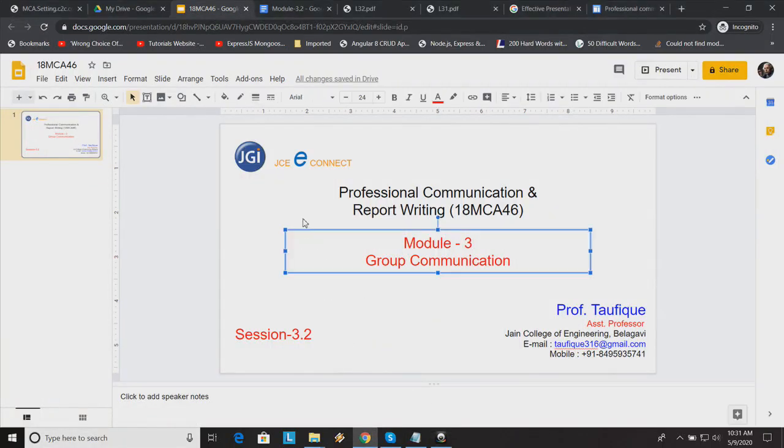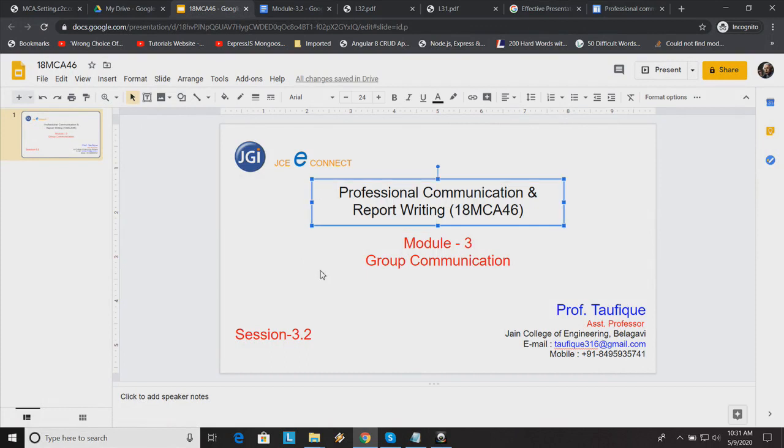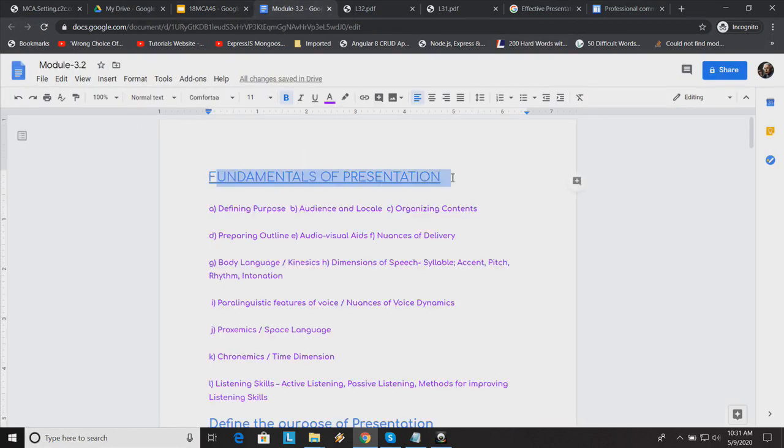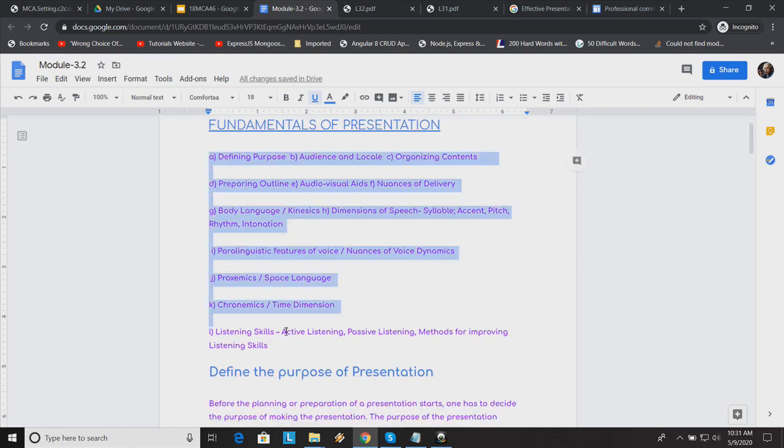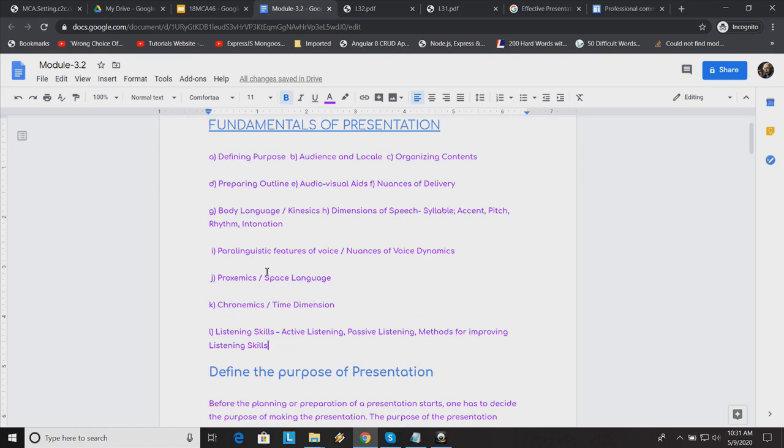Hi guys, today we'll discuss module 3.2, that is fundamentals of presentation. Okay, so what are the key ingredients I need to consider when I have to present something in the form of a presentation? Okay, so this is the syllabus concerning module 3.